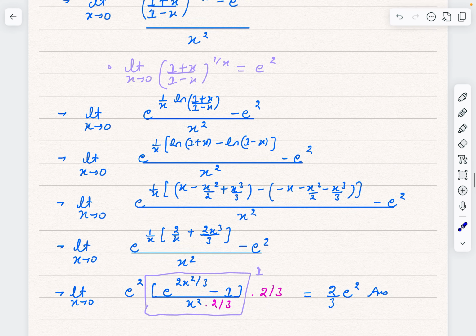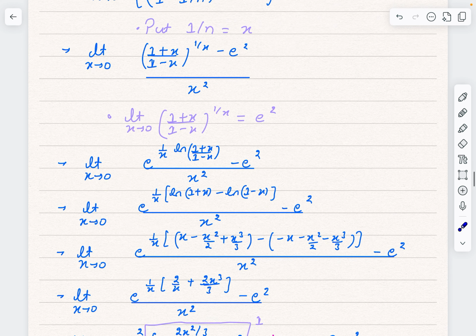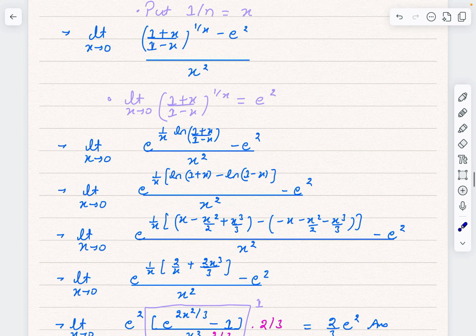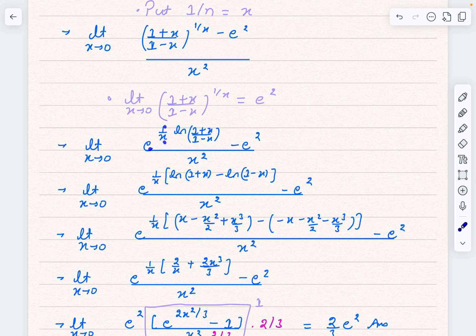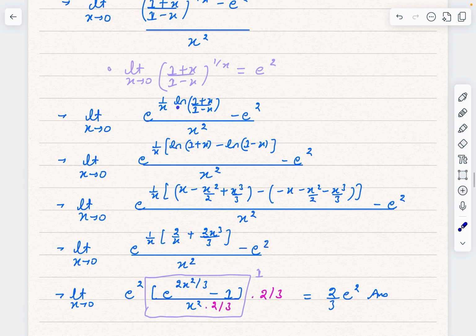So what do we do here then? We do that again, that power function is there, so a power b we can write as e power b ln a. So e power (1 by x ln ((1 plus x) by (1 minus x))) minus e square, by x square. This ln (a by b) we can write as ln b minus ln a.